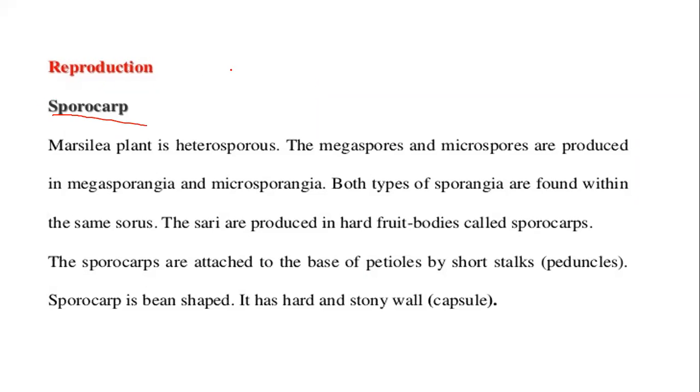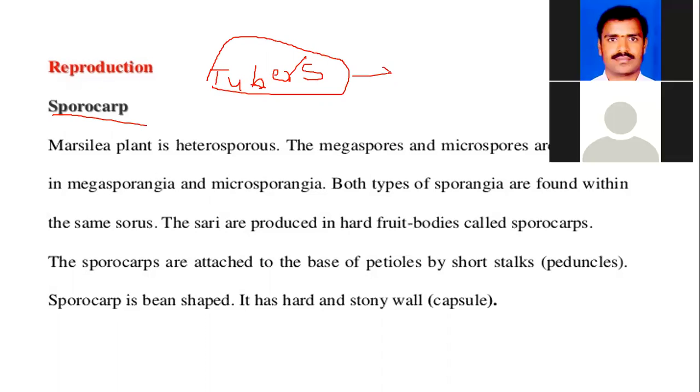They also reproduce by vegetative reproduction, which is carried out with the help of tubers. Tubers help the plant carry out vegetative reproduction, as they store the food material, and they utilize this food material. These tubers will develop into a new plant.